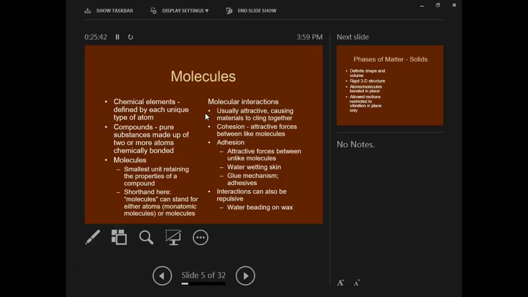So let's look at molecular interactions. Most molecular interactions are attractive. Okay? When sodium is out there, it's going to combine with something, whether it's water or chlorine or something, and they stick together and make that new material, causing materials to cling together. Okay? There's a couple of ways that materials do cling. One is called cohesion. That's attractive forces between like molecules, okay?